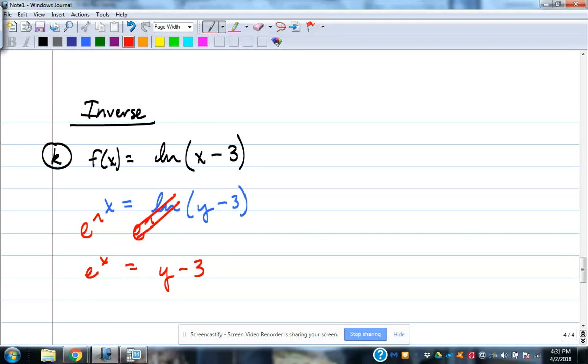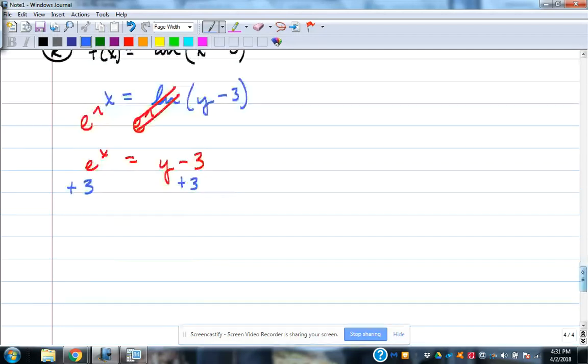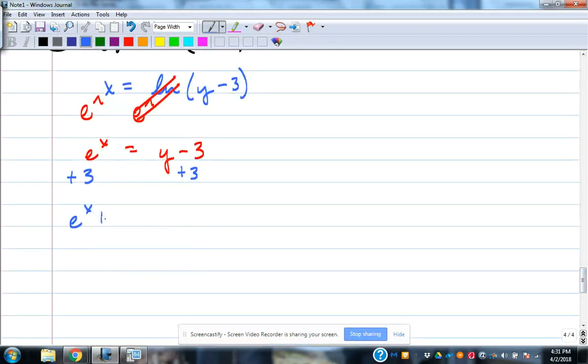So we get y by itself again by doing what? Just add 3. e to the x plus 3 is equal to y. So our function inverse is equal to e to the x plus 3.